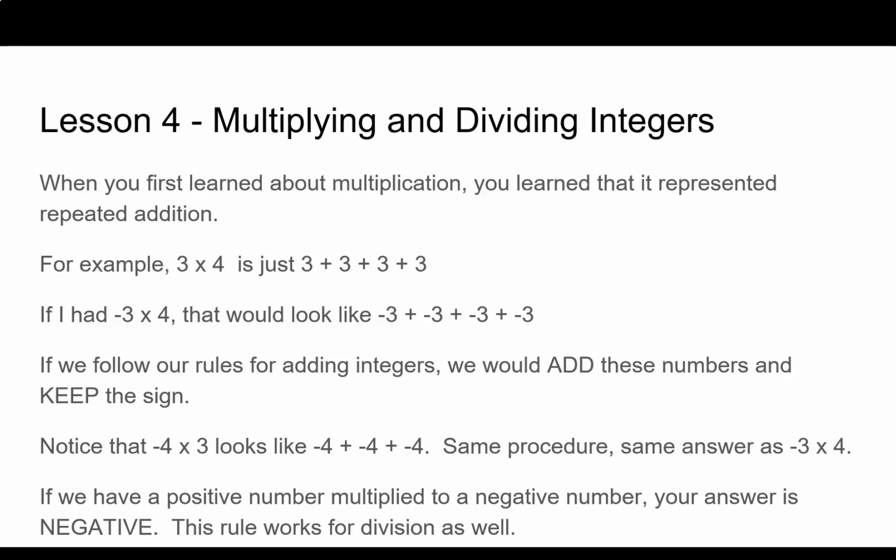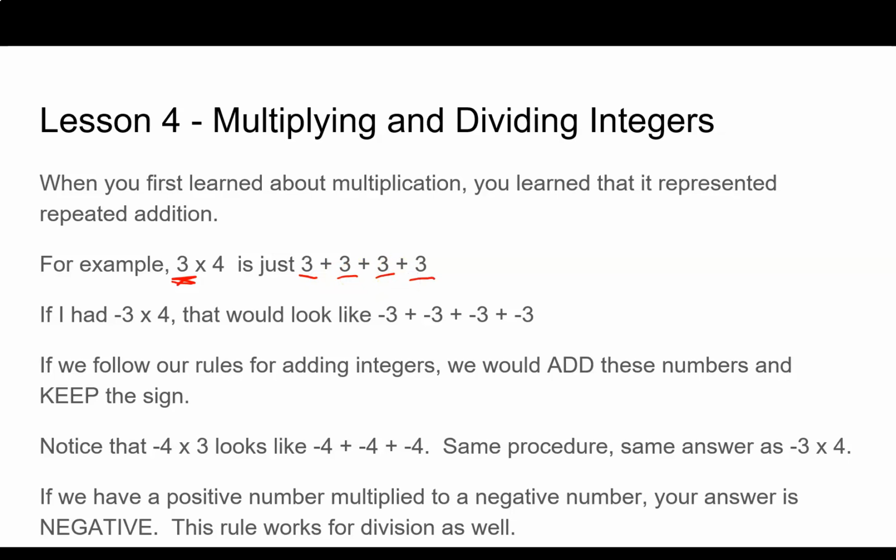All right, in this final lesson, we're going to talk about how to multiply and divide integers. A couple lessons ago, or rather when you first learned multiplication, you learned that it represented repeated addition. Like if I had 3 times 4, I just have the number 3 being added over and over again 4 times. So 3 plus 3 plus 3 plus 3.